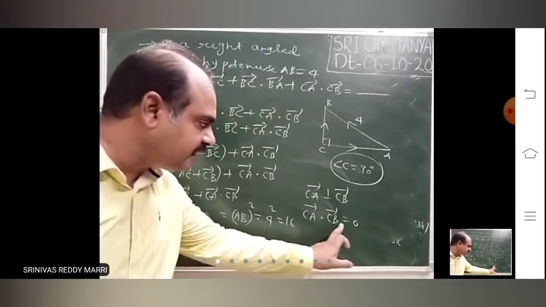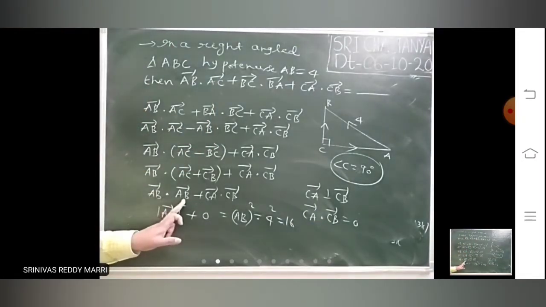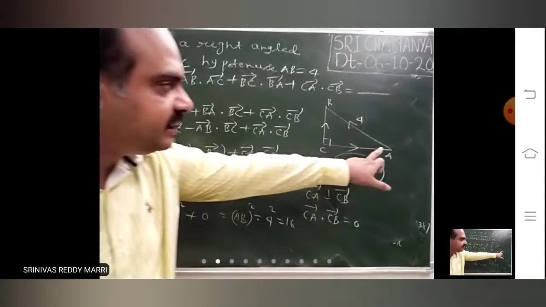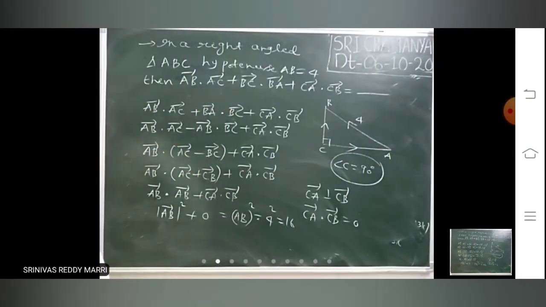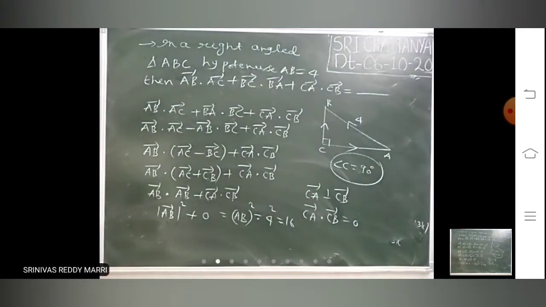Like that, if perpendicular, dot product is 0. If same vector is there, you write modulus A bar square. Modulus AB bar is nothing but magnitude, nothing but length AB. Like that, you have to make use of the formula.